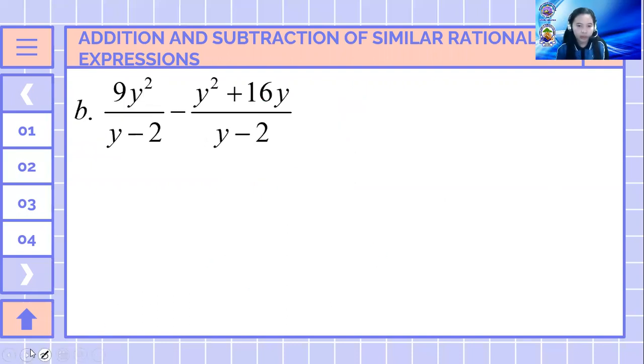We have now the difference between 9y squared over y minus 2 and y squared plus 16y over y minus 2. So again, copy the denominator. So we have y minus 2. And then subtract the numerators. We have 9y squared minus the quantity y squared plus 16y.